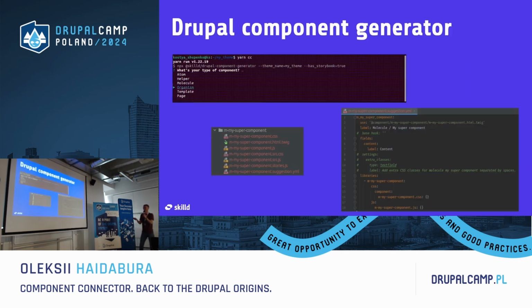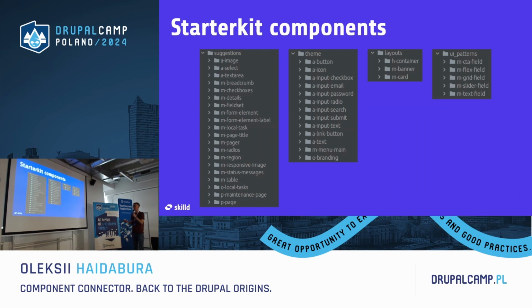And another generator will just create your set of files like CSS, Twig, JS, and Stories.js for Storybook, etc. Okay? That's what we have in the starter kit. We replace it. This starter kit, of course, is available.